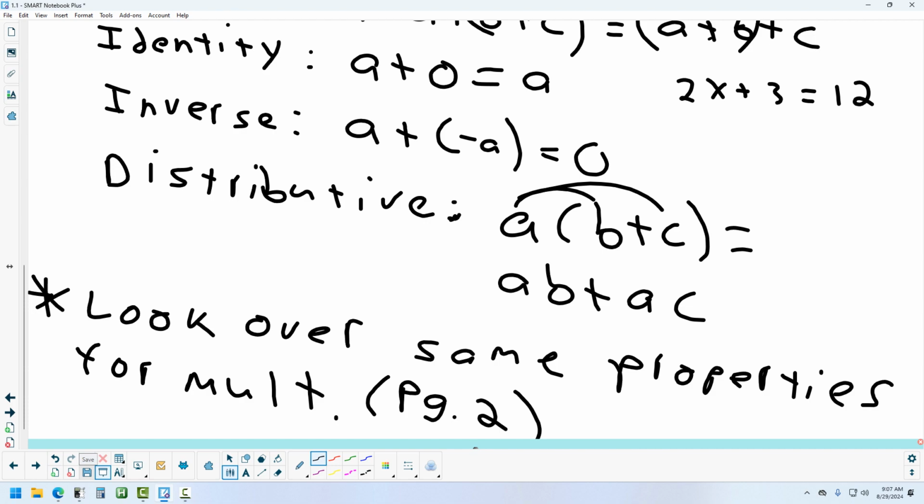Okay, and on page 2 in the book, they go through those same properties again for multiplication. There's no such thing as a distributive property for multiplication, though. Like if you had this, you don't distribute the 3 to the 4 and the 5, okay? Because it's multiplication. Distributive property only applies with addition and subtraction inside parentheses. Any questions on that?